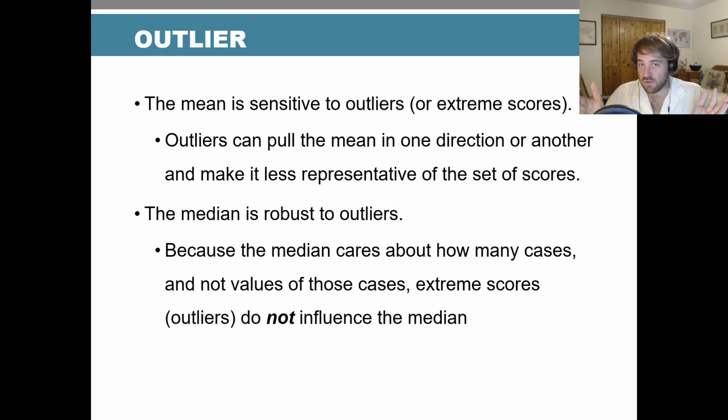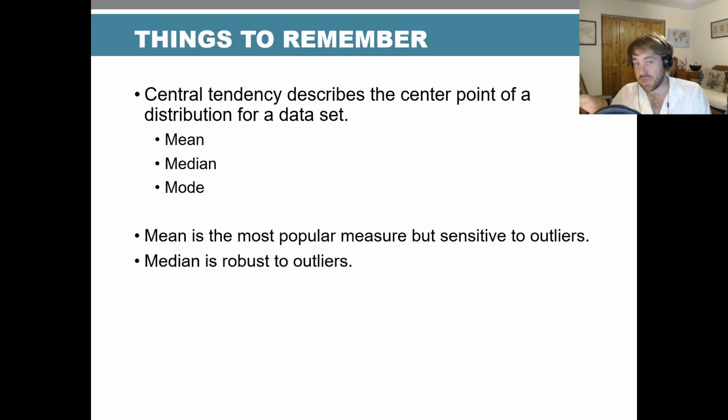Let's go back over what we've talked about over this last 30 minutes. The central tendency describes the center point of a distribution of the data set. There's 3 ways you can do this: the mean, median, and the mode. The mean is the most popular measure, but it, again, is sensitive to outliers. The median, however, is robust to outliers. If you have a normally distributed data set, you can use the mean. And all of our statistical tests use the mean. If you don't have a normally distributed data set, there are corrections that we can take with our tests and apply those. There are some tests where you can use the median.